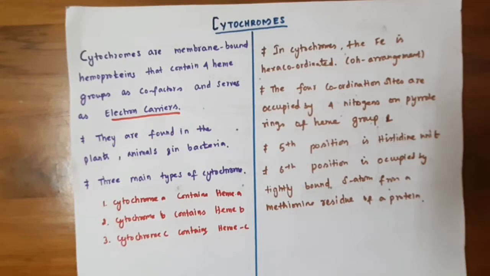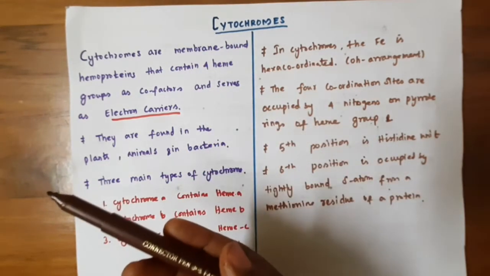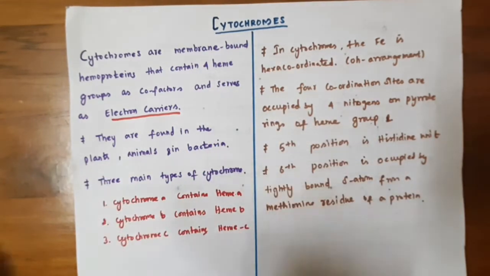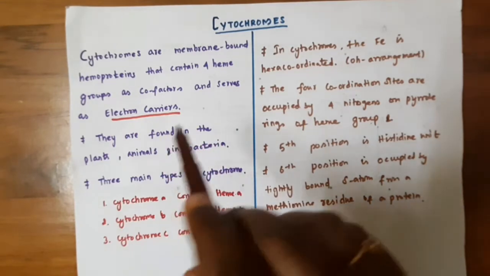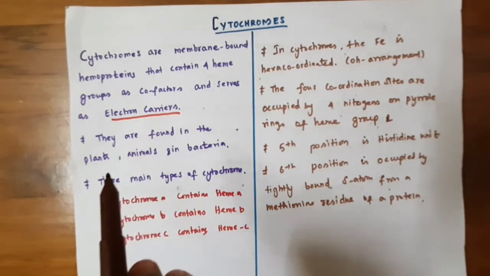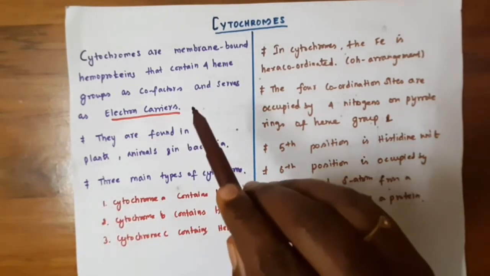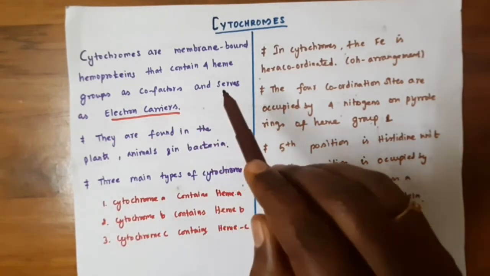In this video tutorial, we are going to discuss some electron transfer proteins called cytochromes. The cytochromes serve as electron carriers in the electron transport chain. Cytochromes are heme-containing proteins, and basically the cytochromes contain 4 heme groups in the cytochrome unit. The heme groups act as a cofactor in cytochromes. The prosthetic group in cytochromes is the heme part.